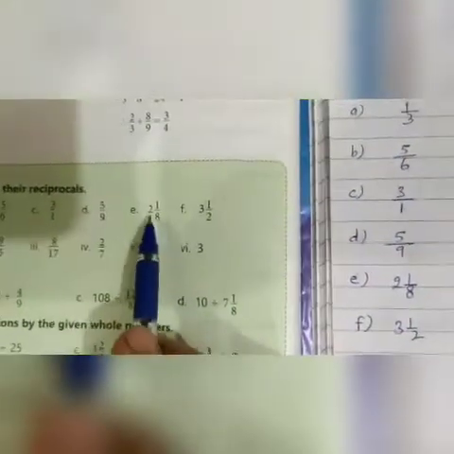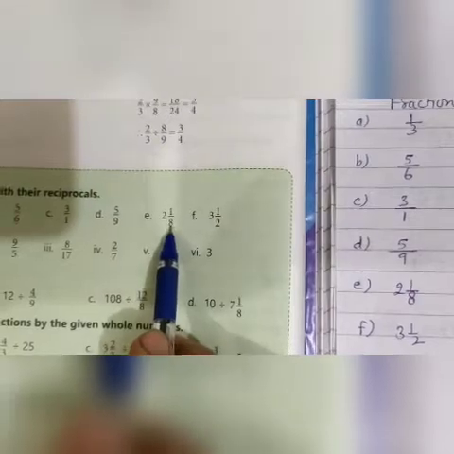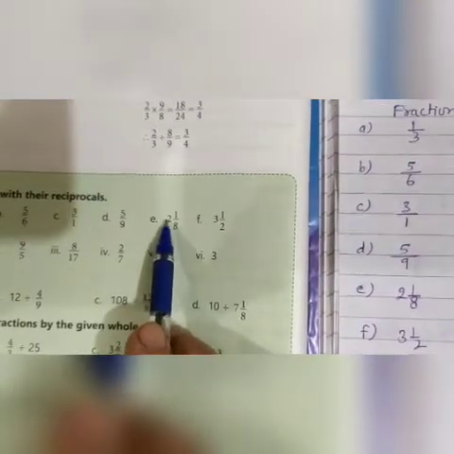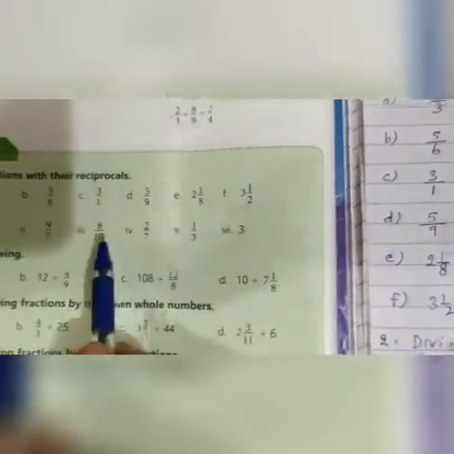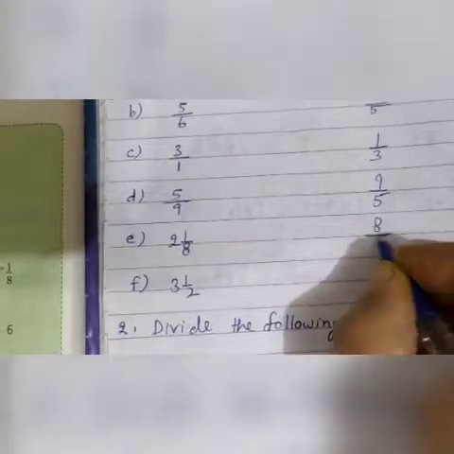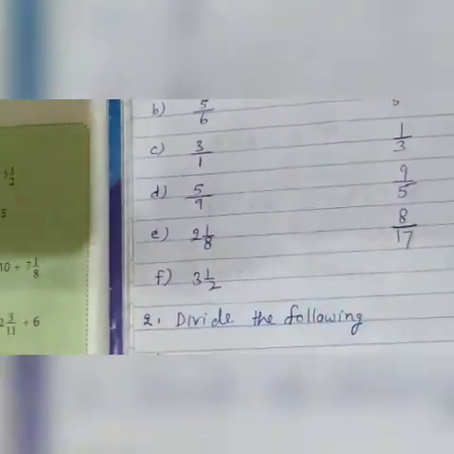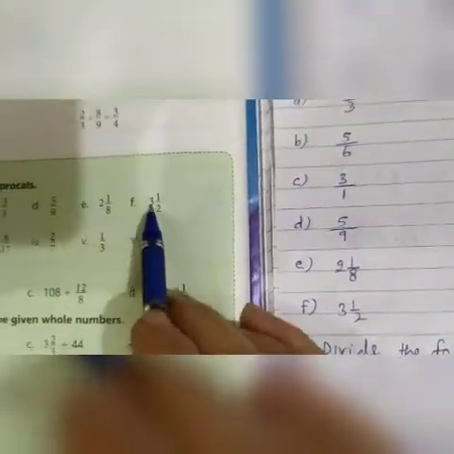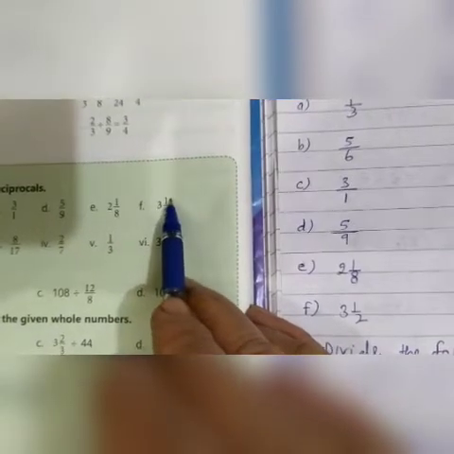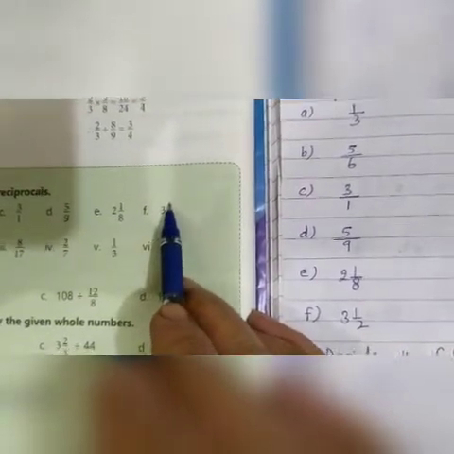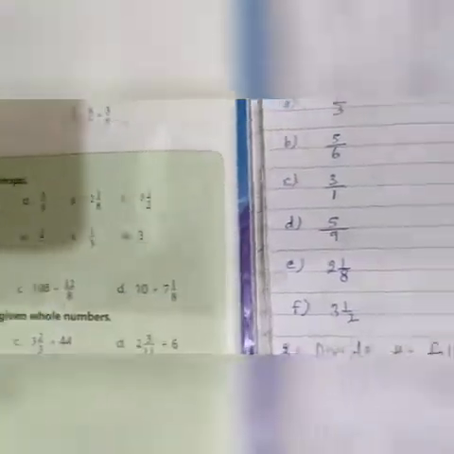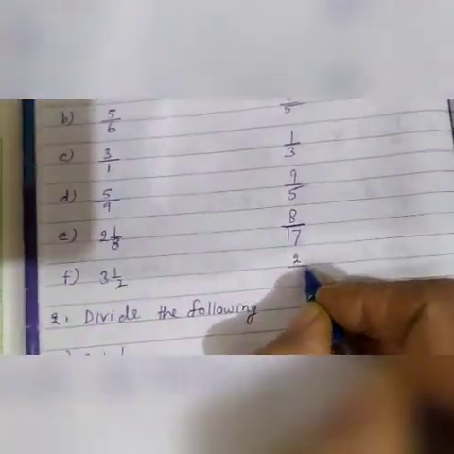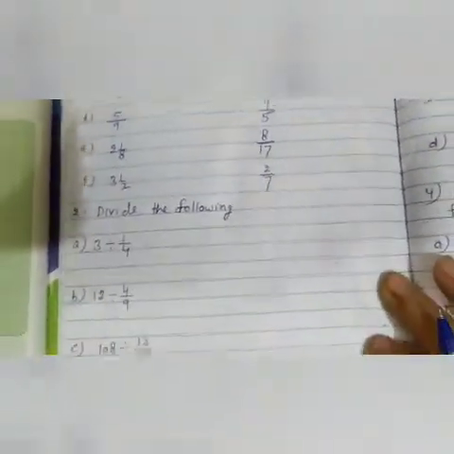Then next is mixed number, 2 and 1 upon 8. 8 twos are 16, 16 plus 1 is 17 upon 8. Its reciprocal will be 8 upon 17. We will write here 8 upon 17. Then next is 2 and 3 upon 6... 2 threes are 6 plus 1, 7. 7 upon 2. It will be 2 upon 7, which is given here. So its reciprocal will be written here, 2 upon 7.